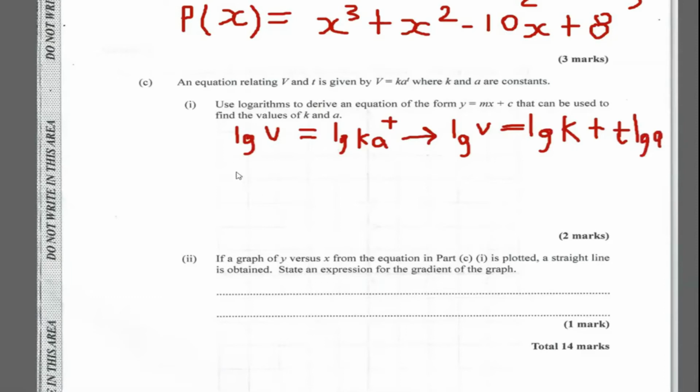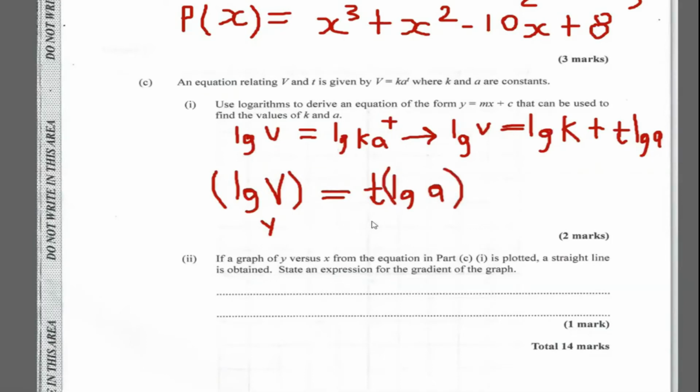So in conclusion, I'm just going to write it better. We're saying that log V, this is like your y, I'm putting a bracket around it to show that, is equal to T log A. I'm going to put a bracket around log A because I want it to look like this is your M, T is your X, plus C, and your C will be log K. I just wanted us to see the Y, the M, the X, and the C.